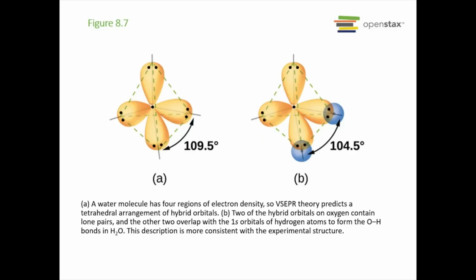In reality, the angles look like these ones here. In A, this is showing all the areas of electron density and the tetrahedral arrangement that we get from VSEPR theory. And then we see the 1s orbital overlap from hydrogen in the second picture, and it's showing the actual angle. So VSEPR theory would predict a 109.5-degree angle in water, but in reality it's around 104.5.